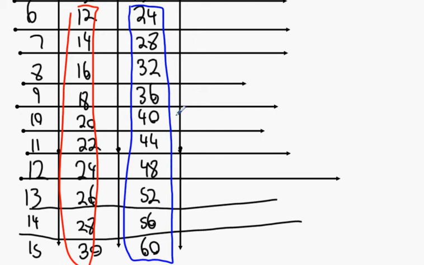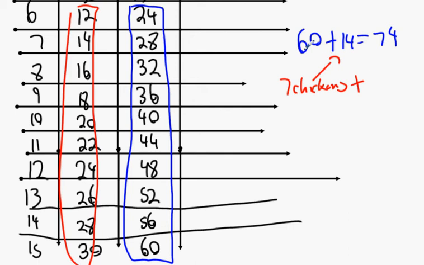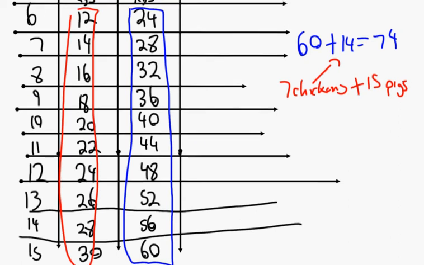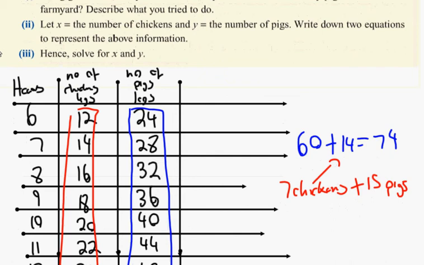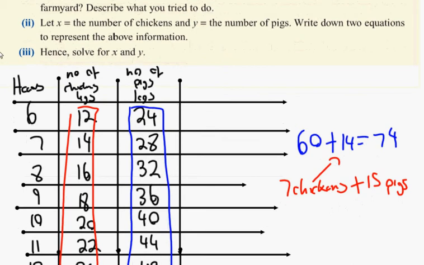What are you saying? 60 and 14. Now, 60 plus 14 is 74 legs. But how many heads would that be? You're talking about 7 chickens, and 7 chickens is your 14 legs. And how many pigs? 15 pigs. How many heads is that? 22. How many heads do we want? 26. So it was a right answer for the legs, but not a right answer for the heads. Go again.